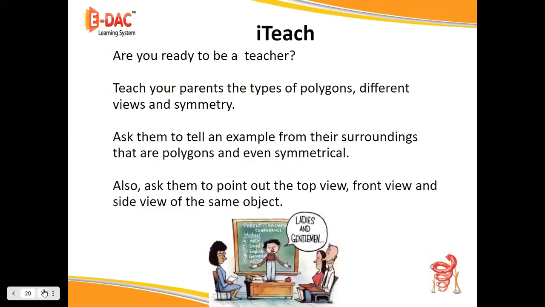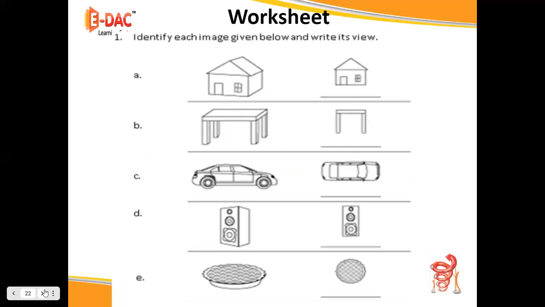Don't copy, you already have the answers, but those who are giving answers, you just take one screenshot of this paper and identify each image given below and write its view. So this is a house, what does it show, whether it is a front view, side view or top view. This is an object, this gives that result, which view it is. This is a car, which view, which way you can see it like this. So you can write, right?